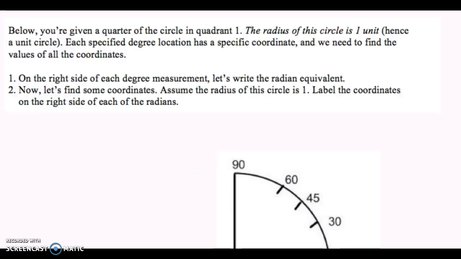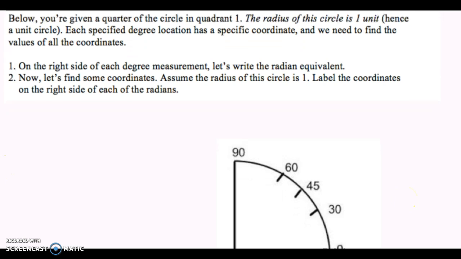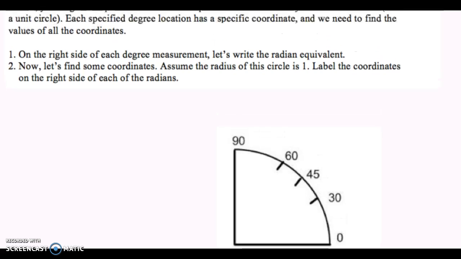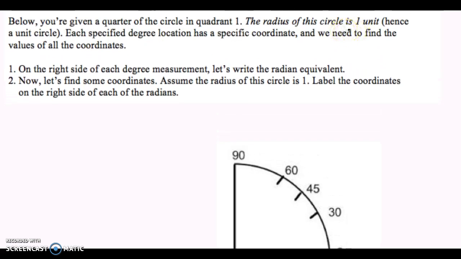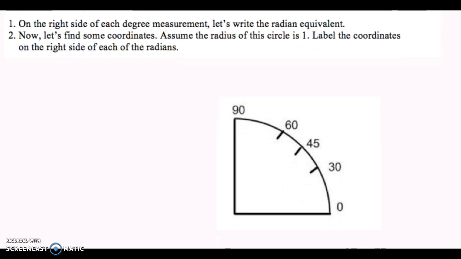Let's get going. So I'm giving you a quarter of a circle. It's going to be in quadrant 1, and it's a unit circle, which means that the radius length is going to be 1. So again, the radius is 1 unit. There's specified degrees here. We're going to change these degree values to radians, and we're also going to find the coordinates of these values because we're able to with special right triangles. So let's see what we can do with this.